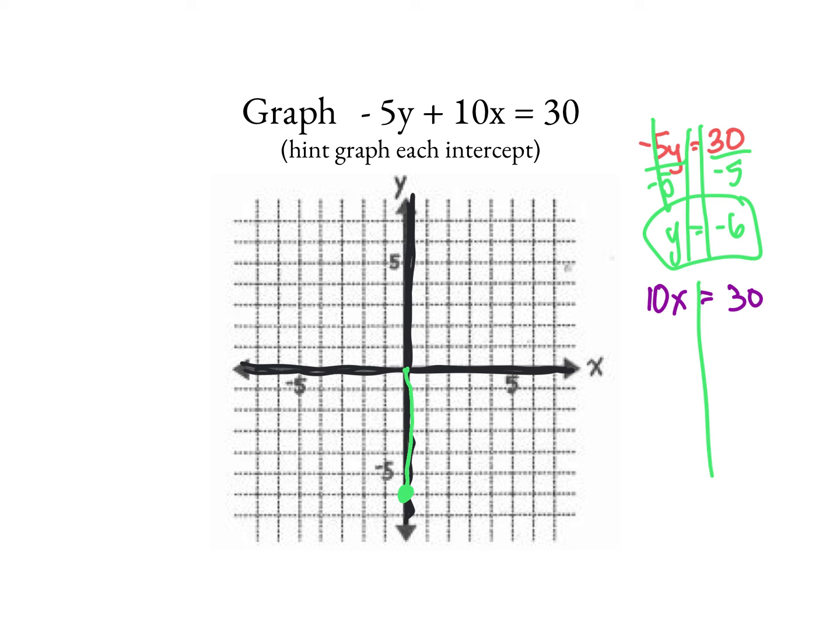Then I'm going to graph the x. Divide by 10, divide by 10, and x equals 3. If x equals 3, I'm going to go over to the 3 on the x-axis, and those are my 2 points. From there, I can connect my 2 points, and that's the graph of the line. The other option I told you is that you could change this to y equals mx plus b form, and if you did that, you would end up getting the same answer.